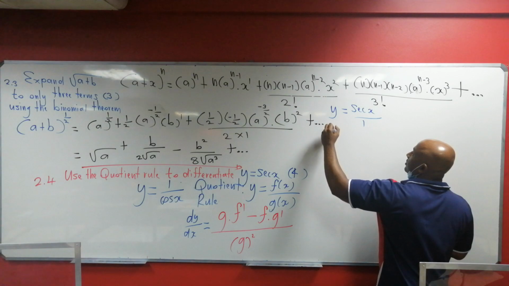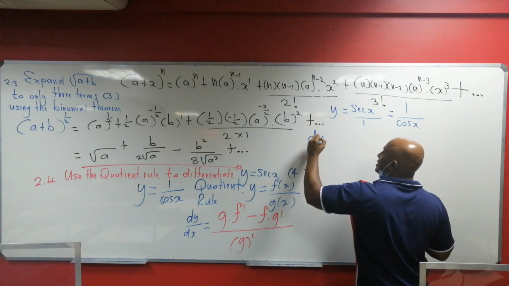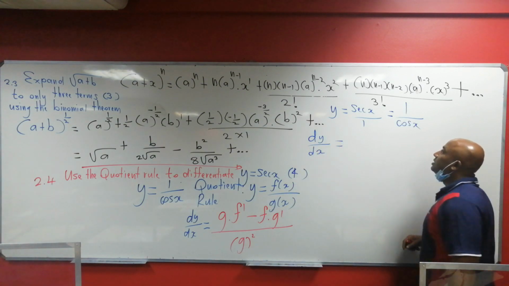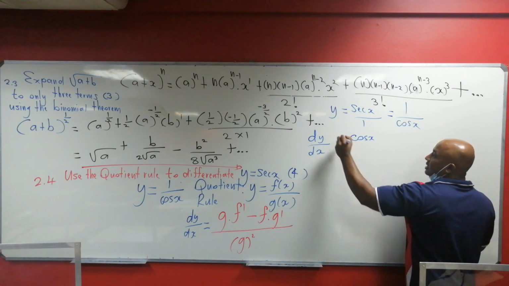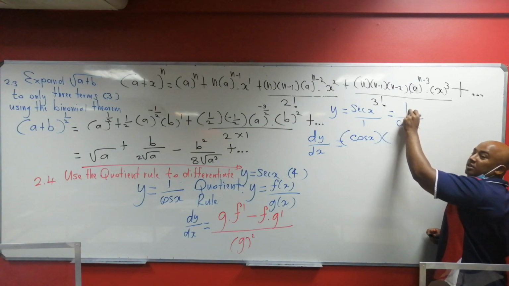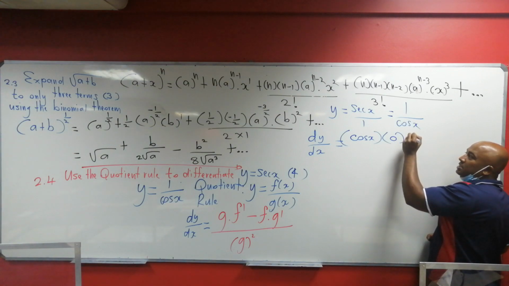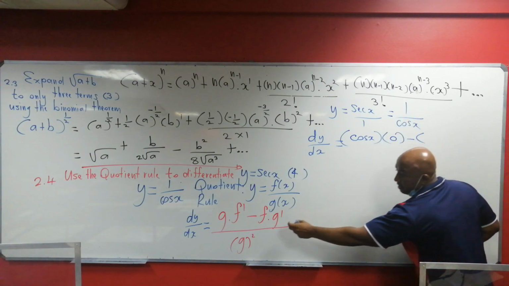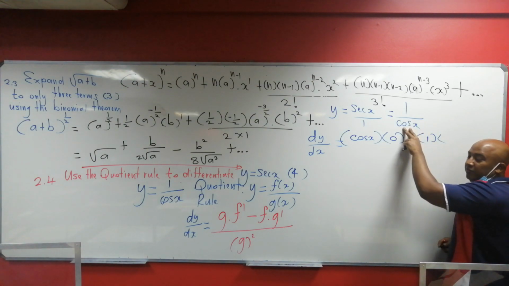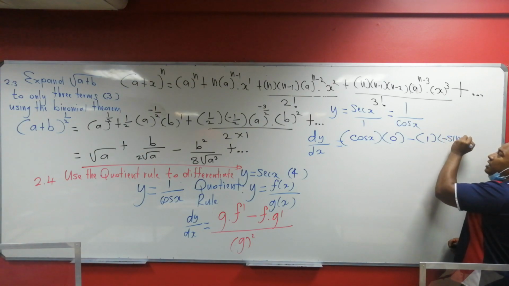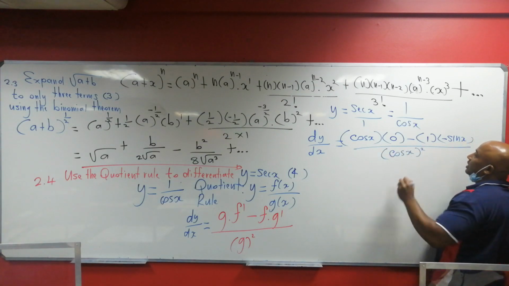So, we know that this is 1 over cos, so my dy over dx, the quotient rule is copy the denominator, which is cos x, differentiate the numerator. The numerator is 1. The derivative of 1 is 0. Minus copy the numerator, which is f, you can see that, which is 1. Differentiate the denominator. The derivative of cos is minus sine. All divided by the denominator squared.